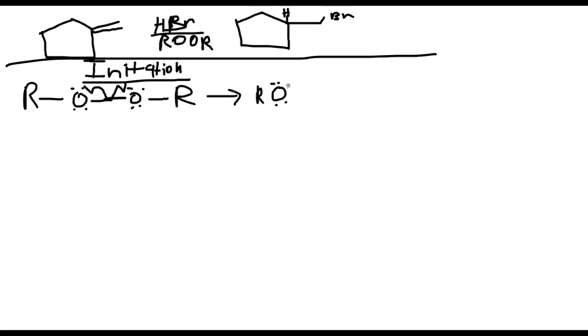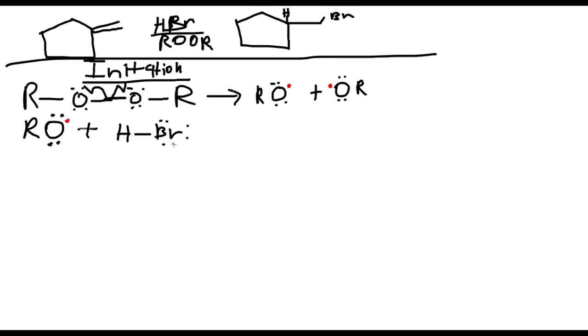Two lone pairs plus the radical, one lone pair, one electron, plus the other one, which has two lone pairs plus the other radical. Now from this step, we would use this radical, and we would bring in the HBr from our problem. So plus HBr.